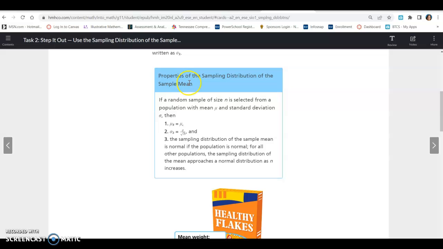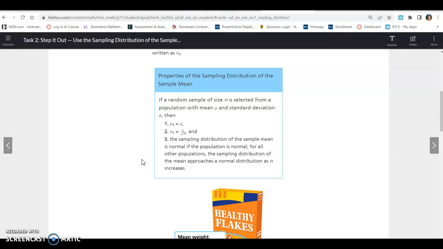All right, so properties of the sampling distribution of the sample mean. If a random sample of size n is selected from a population with mean and standard deviation, then the mean of x's equals your mean, and the standard deviation of your x's equals the standard deviation divided by the square root of n, where n is your sample size. The sampling distribution of the sample mean is normal if the population is normal. For all other populations, the sampling distribution of the mean approaches a normal distribution as n increases.